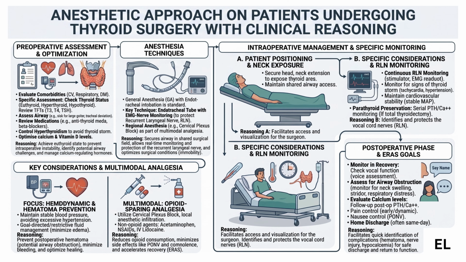The first priority is monitoring and recovery. One of the simplest yet most effective assessments is asking the patient to speak or say their name, which immediately gives us an idea about vocal cord function and possible nerve injury. Next, we assess for airway obstruction, which can occur due to neck hematoma, swelling, or bleeding. Signs like stridor, difficulty breathing, or neck tightness should never be ignored. They require immediate intervention.